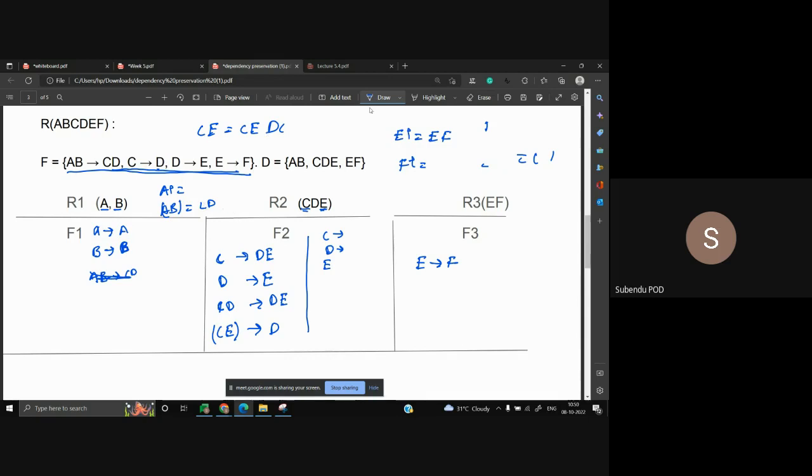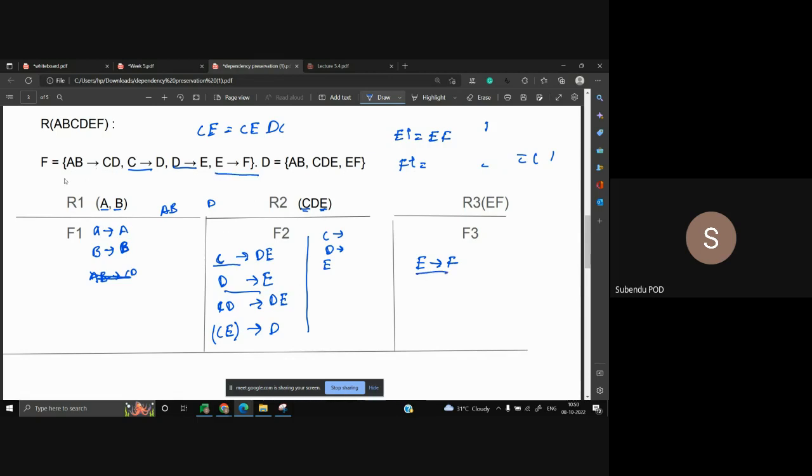So you can see that C determines D is preserving. D determines E is also preserving. And E determines F is also preserving.